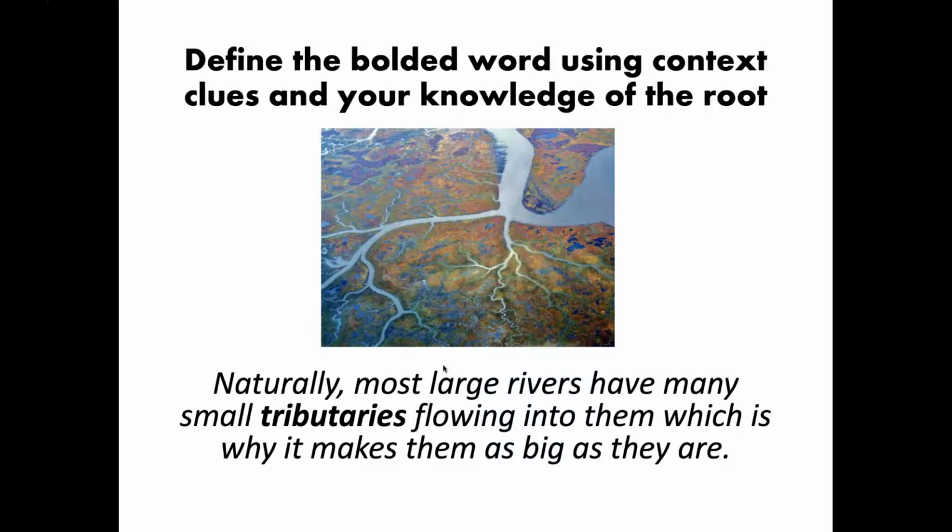So the first sentence says, naturally, most large rivers have many small tributaries flowing into them, which is why it makes them as big as they are. Remember, you don't have anything to write this down on. I just want you to think about it. So take a few seconds to think about what that word tributaries might mean.